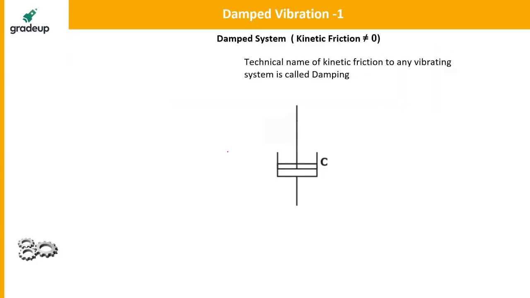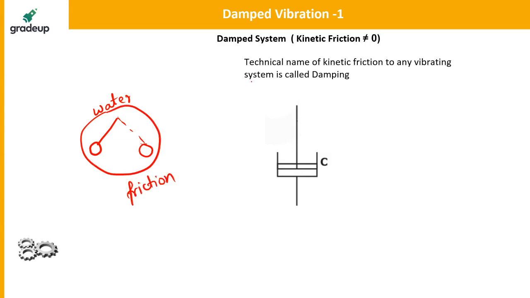Now, what do you mean by a damped system? We'll have friction. Yesterday I told you with an example what a damped system is: when a pendulum is swinging in water, it is known as damped vibration, because friction will be associated with it. So when the friction is not equal to zero, that's known as a damped system. And this is the symbol for damping.